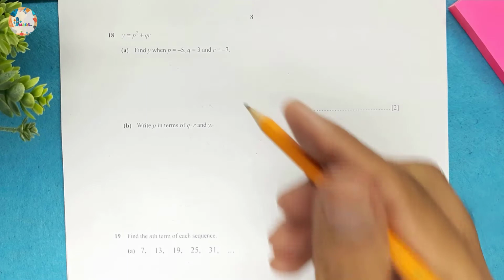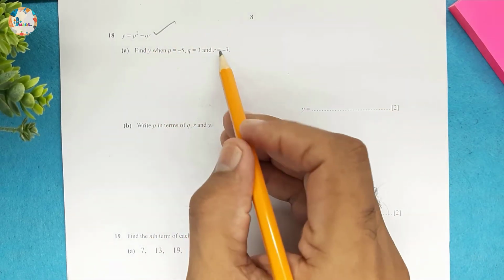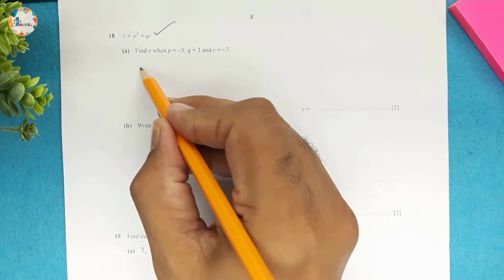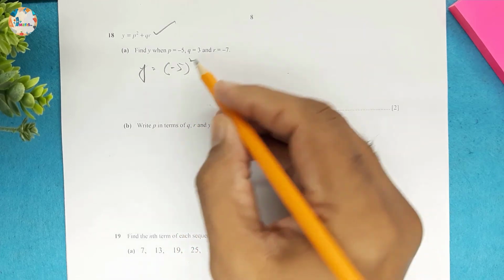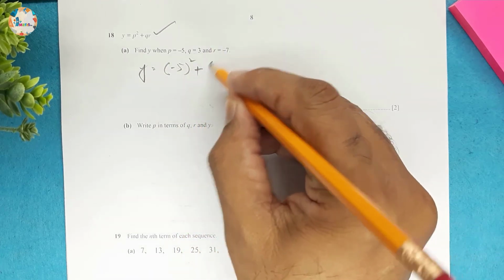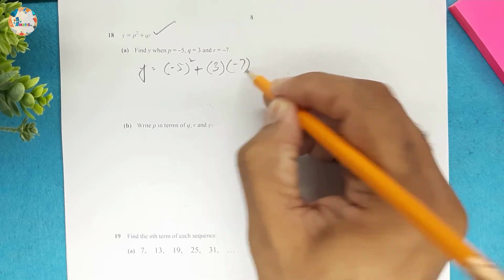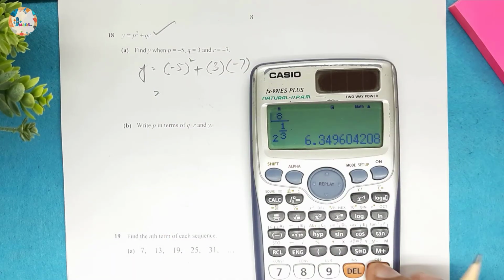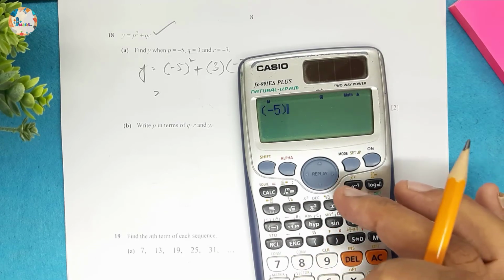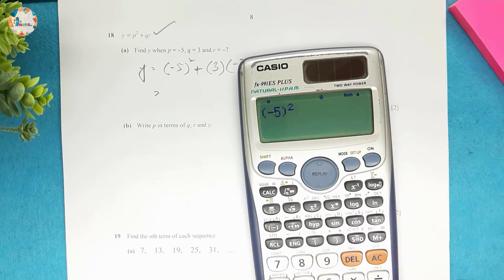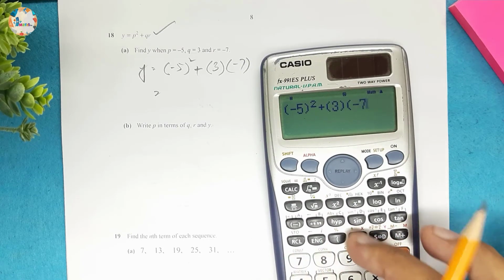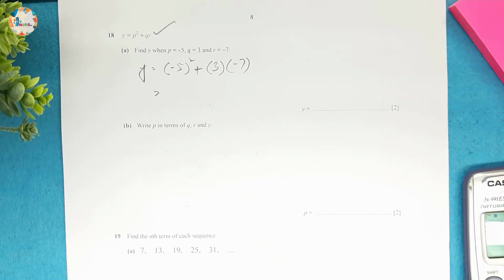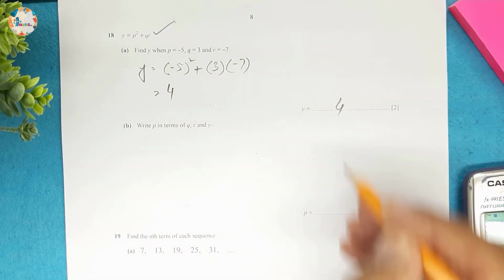Question number 18, y is equal to, this equation is given, we have to substitute the values and find the value of y. So y will be equal to p square minus 5 square, always replace values in brackets. So q will be 3 and r will be minus 7. So we can use calculator for that. So in brackets minus 5 and square over here, and plus in brackets 3 and minus 7. So minus 7 over here, and this answer will be 4. So 4 is answer over here.